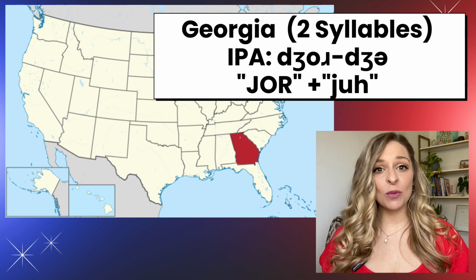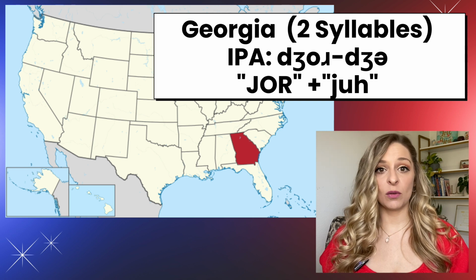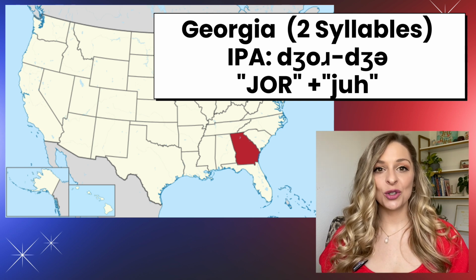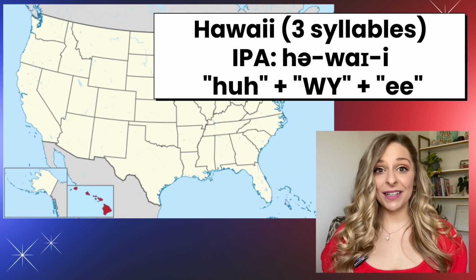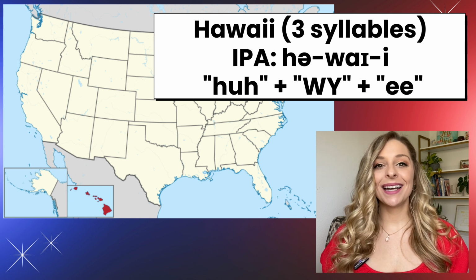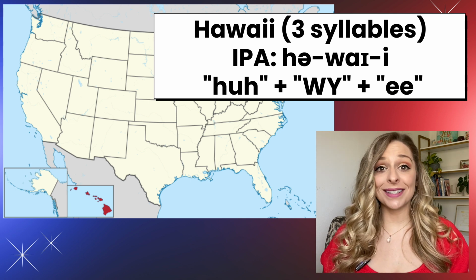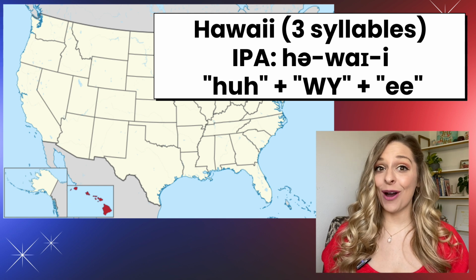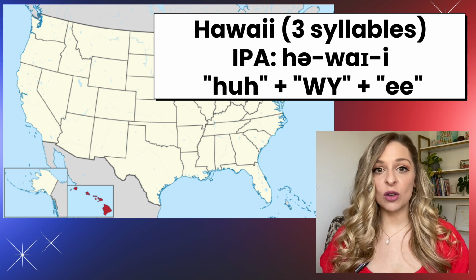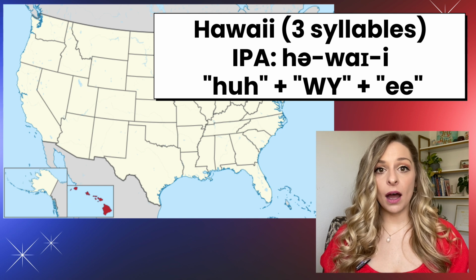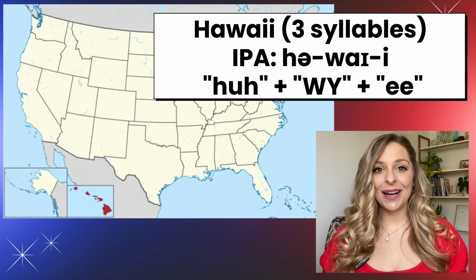It is 2 syllables and we stress the first syllable. Georgia. Number 11, Hawaii. This word has a lot of syllables and it might be kind of confusing to know where the syllables start and stop. So this word has 3 syllables and it is Hawaii.